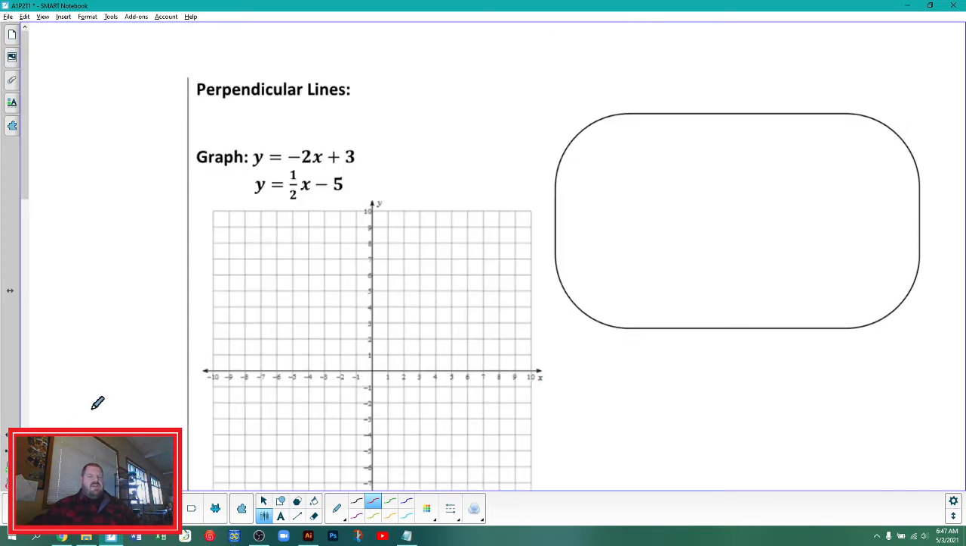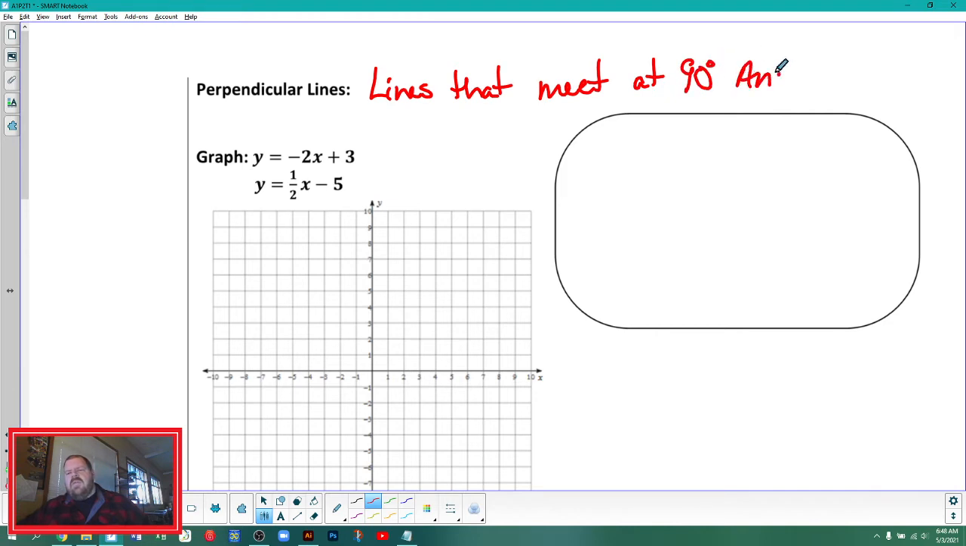All right, let's look at the next idea. Perpendicular lines are lines that meet at 90-degree angles. That's what perpendicular means: meet at right angles.